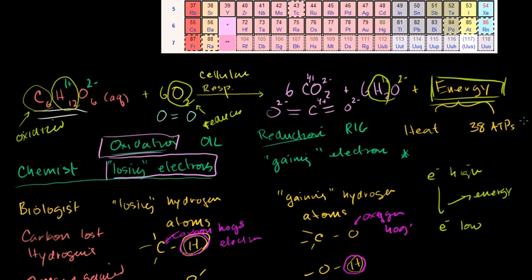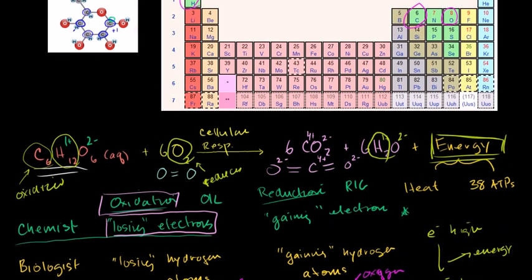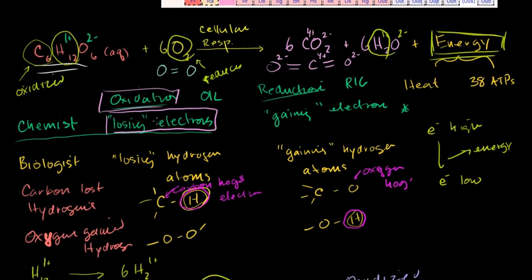Anyway, hopefully you found that reasonably useful. This was actually a huge pain point for me. I got comfortable with the chemistry definition of oxidation reduction, and then all of a sudden you open up your biology book and they start talking about losing and gaining hydrogens as opposed to electrons, and it took me a while to really reconcile these two notions.